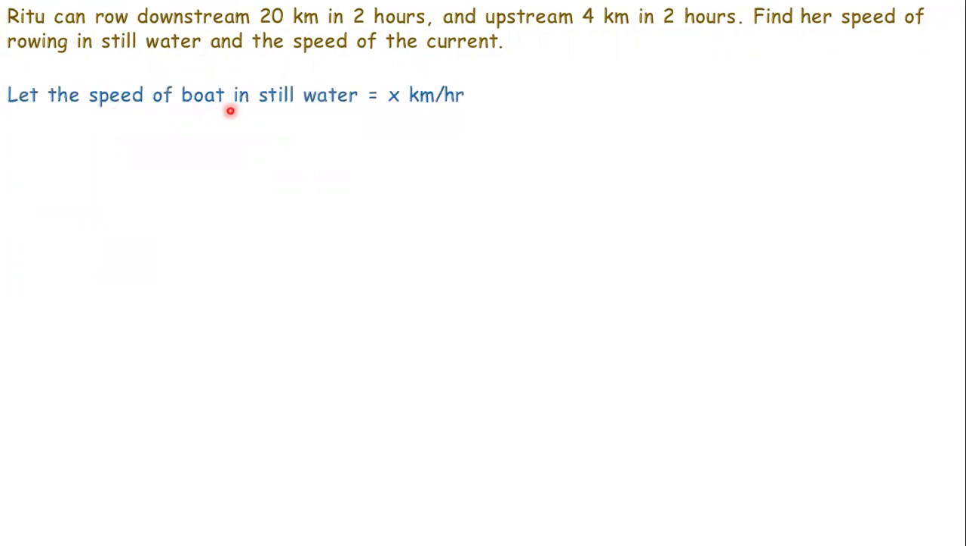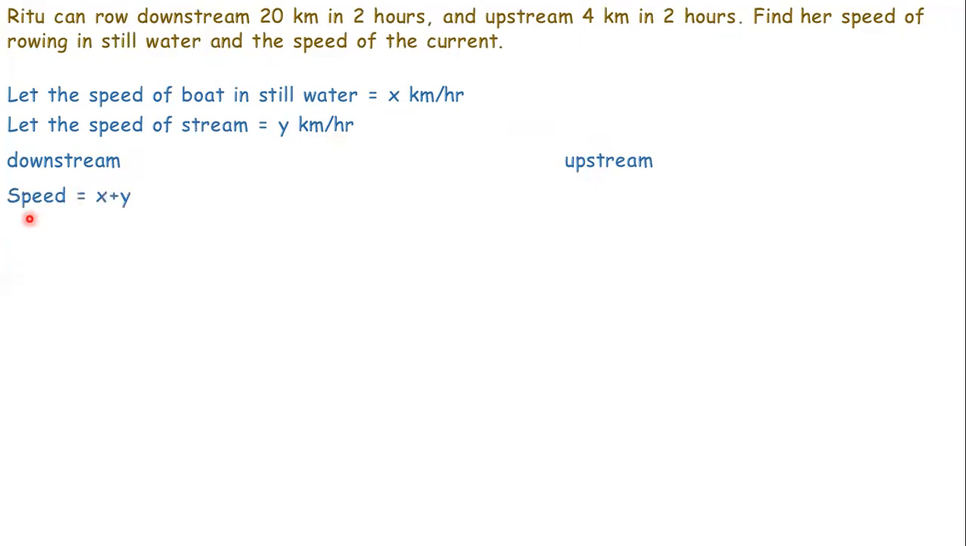Let the speed of the boat in still water be x kilometers per hour. Rowing means moving a boat. Let the speed of the stream be y kilometers per hour. Now, we have downstream and upstream. Speed in downstream is x plus y, that is the speed of the boat plus the speed of the stream.